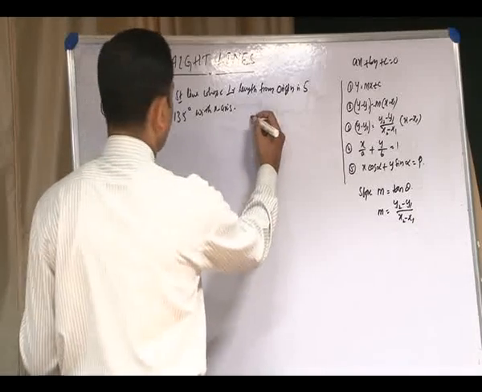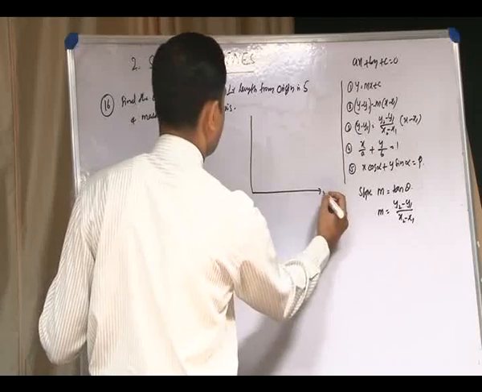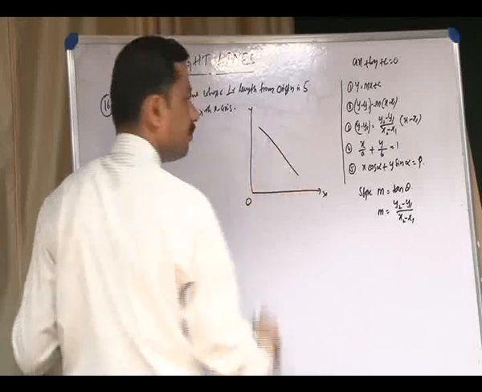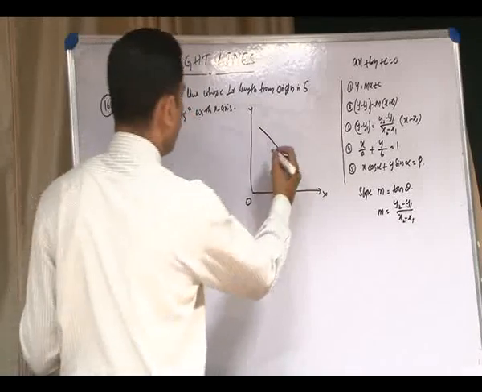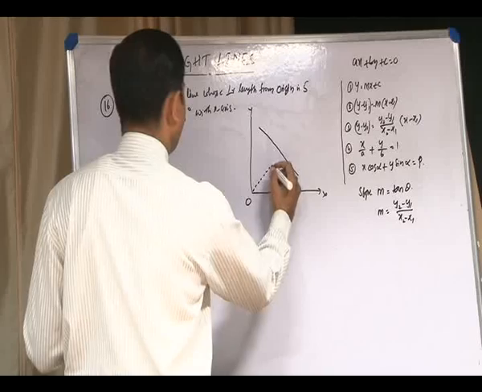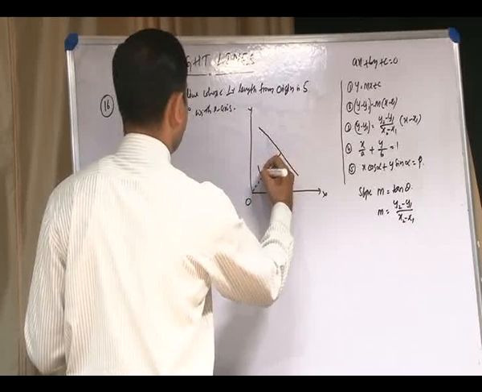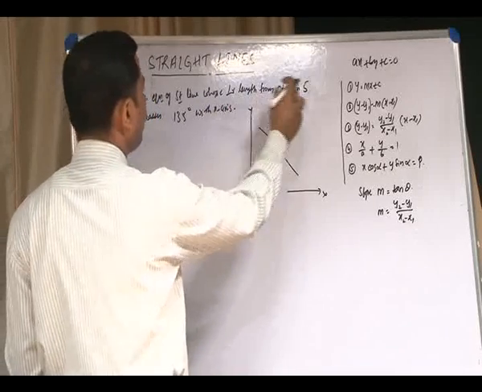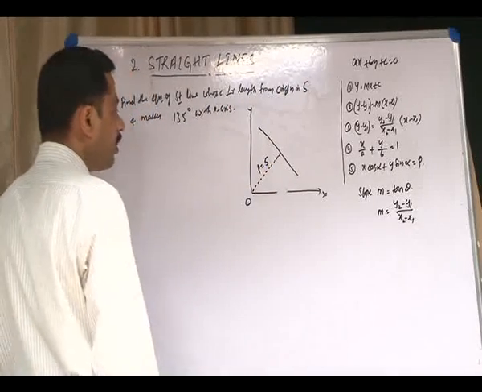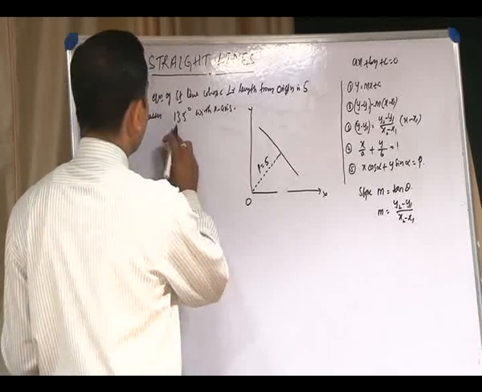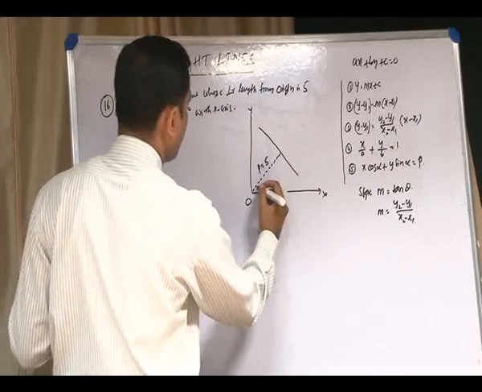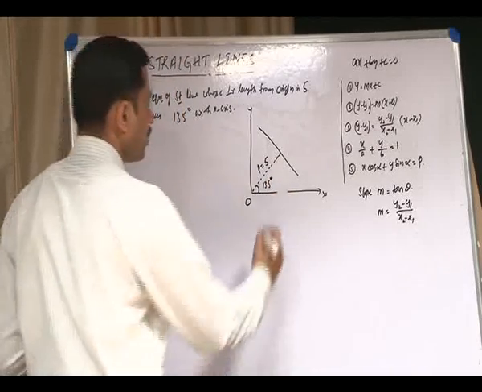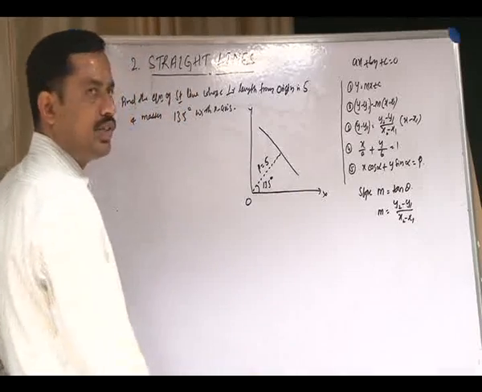Suppose this is the origin, with the x and y axes, and this is the straight line. Then the perpendicular length from origin to a point P is given, that is 5. We represent it as P. And it makes 135 degrees with x-axis. This perpendicular makes an angle of 135 degrees with the x-axis. So, I have to find the equation of the straight line.